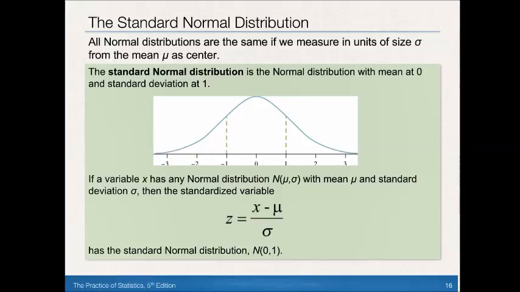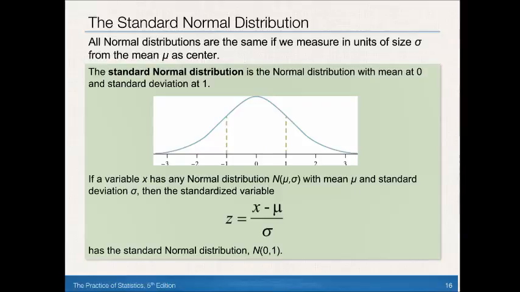If you remember from last section, in order to standardize data, we talk about the z-score, and the z-score represents the number of standard deviations away from the mean. So all normal distributions are the same if we measure in units of the size of sigma, with the mean as the center. So you can see what this standardized looks like now. Zero is the mean because the mean is zero standard deviations away from itself. And then one and negative one represent one standard deviation away, either positive or negative. Two is two standard deviations, and three is three standard deviations.